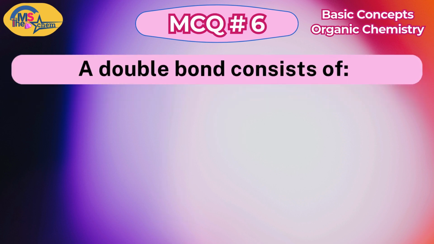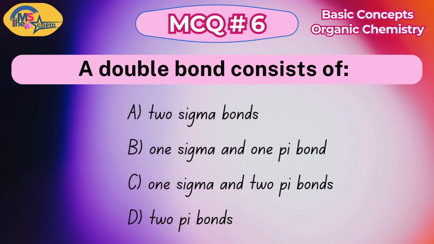Question 6 is: a double bond consists of option A, 2 sigma bonds, option B, 1 sigma and 1 pi bond, option C, 1 sigma and 2 pi bonds, and option D, 2 pi bonds.